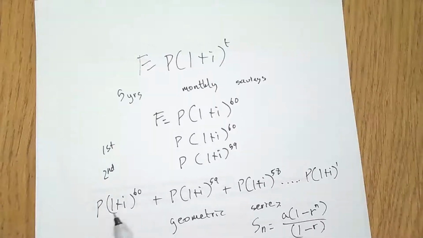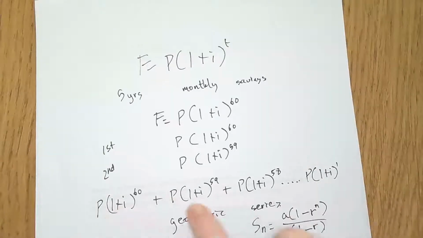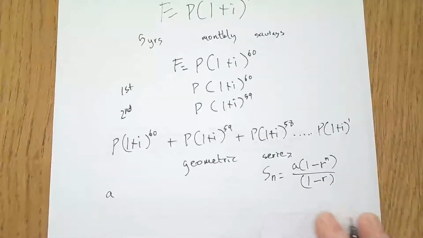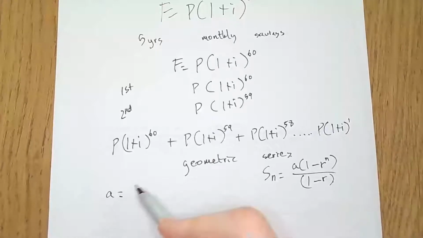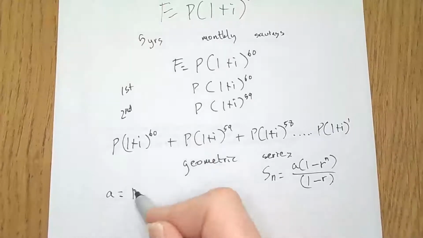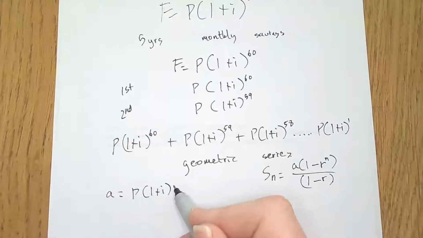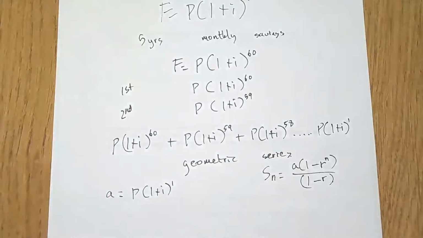Well, a, in this case, is the thing that's the same each time. Forget about the powers. The thing that's the same is this bit. So in this case, a is just going to be P bracket 1 plus i to the power of 1. Because you're going to go up 60 times, we're going to start at 1.